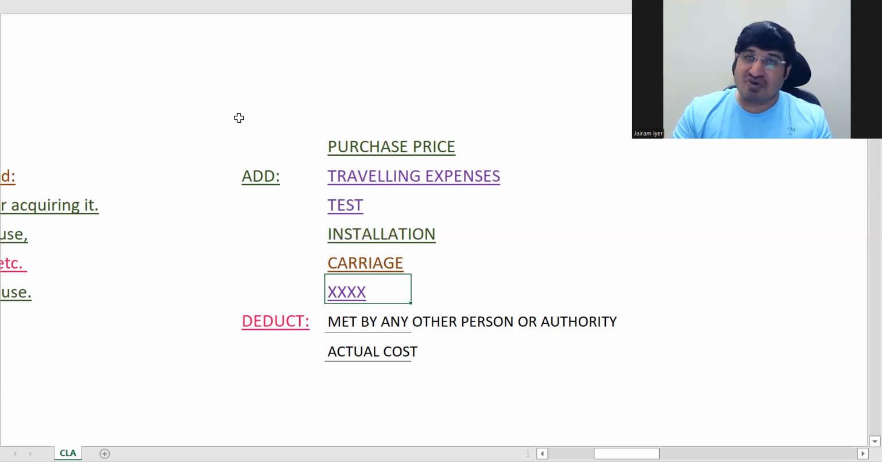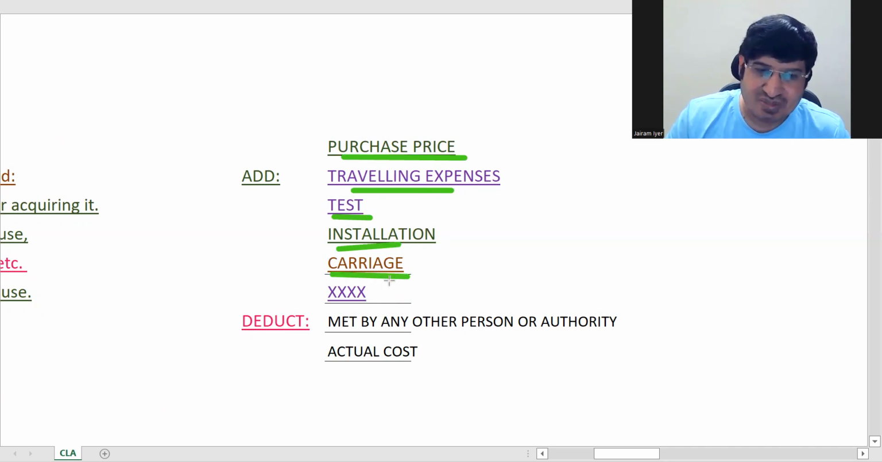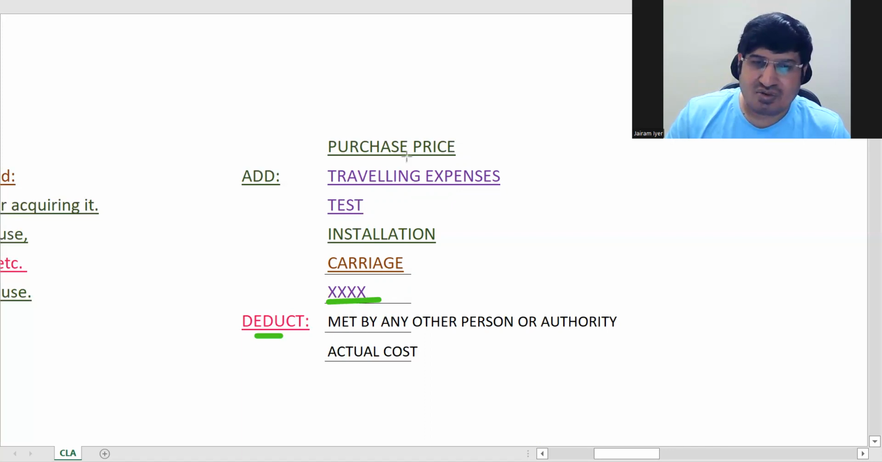Now from this you have to deduct something. These four are clear, right? Here, to the purchase price you are adding traveling expenses, test, installation, carriage, and any incidental expense. On doing that, you got this. But then you have to deduct any expense met by any other person or authority. Someone has given you some subsidy or something, that you have to deduct.